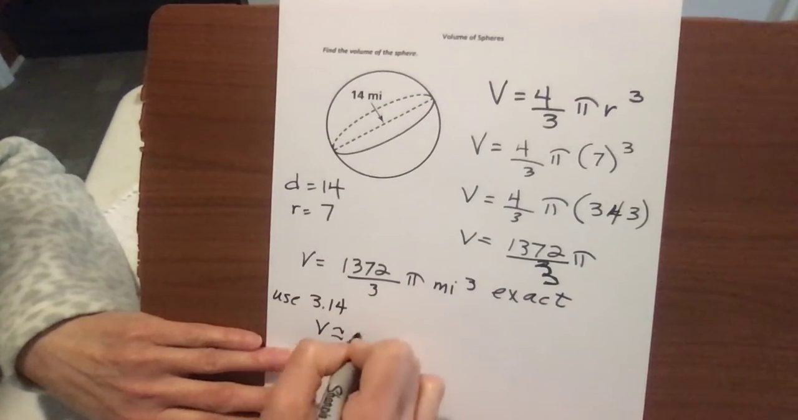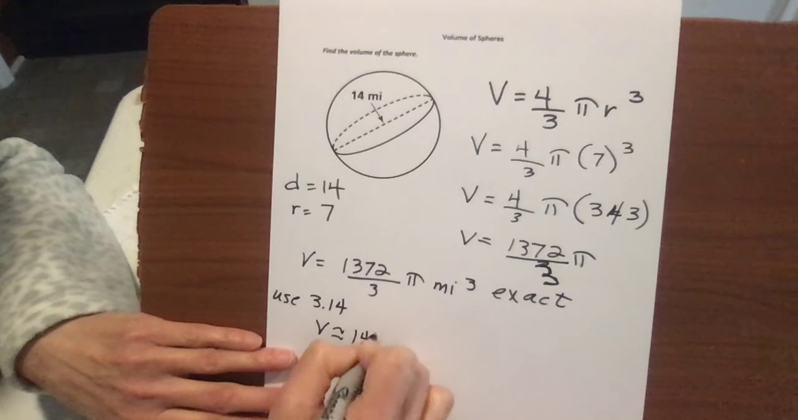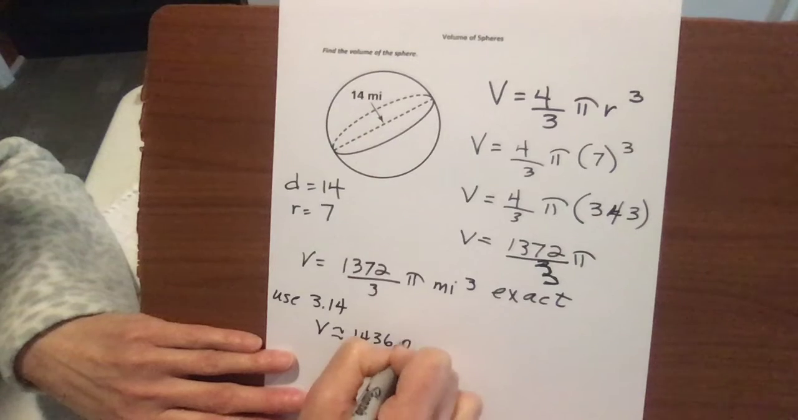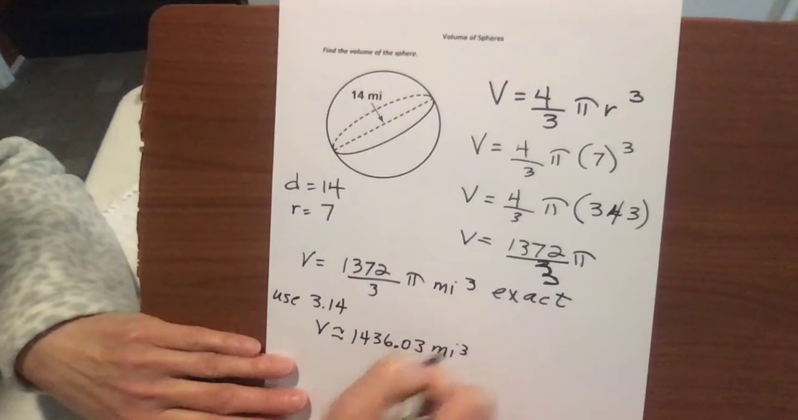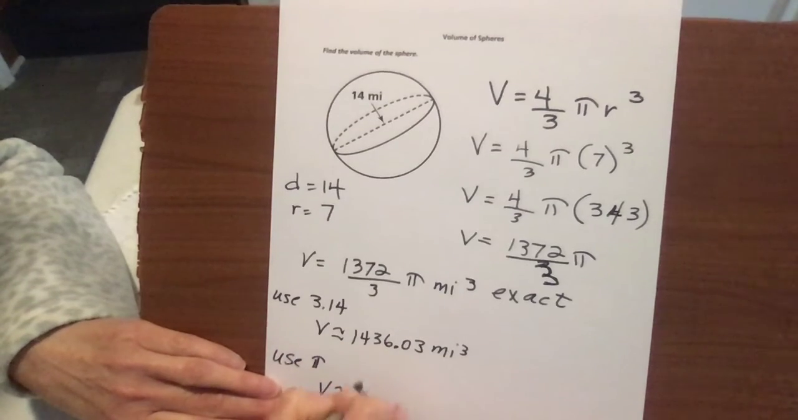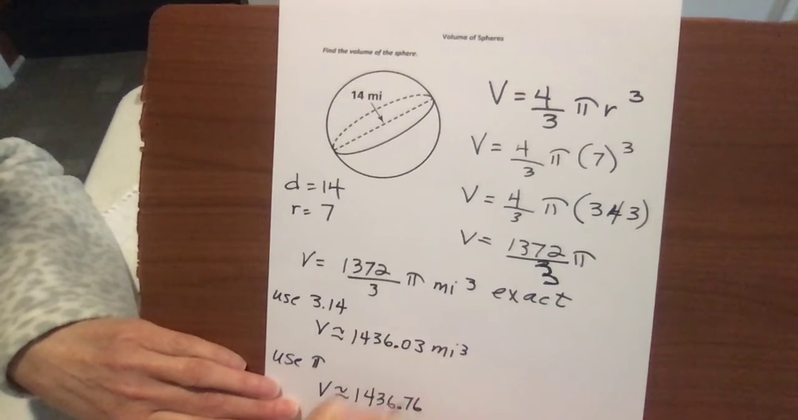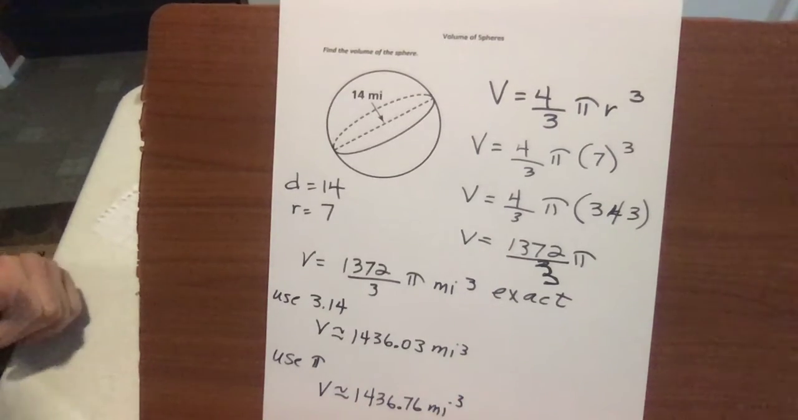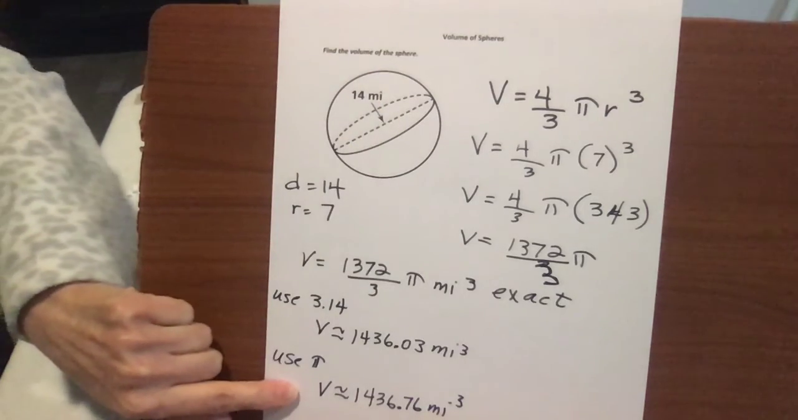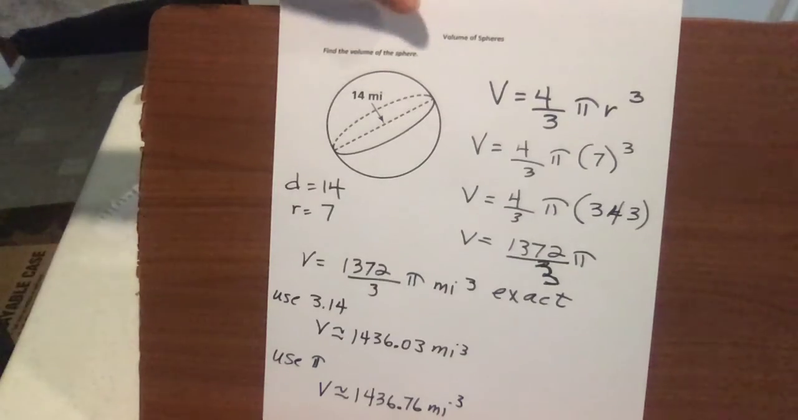Now, if you're going to do an approximate, if you're going to use 3.14 for pi, volume will come out approximately equal to 1,436.03, and that would be miles cubed. If you use pi on the calculator, you're going to get a little bit more accurate number. It would be 1436.76, rounded to the nearest hundredth, miles cubed. And that's how you find volume. So, exact versus approximate using 3.14 versus using pi.